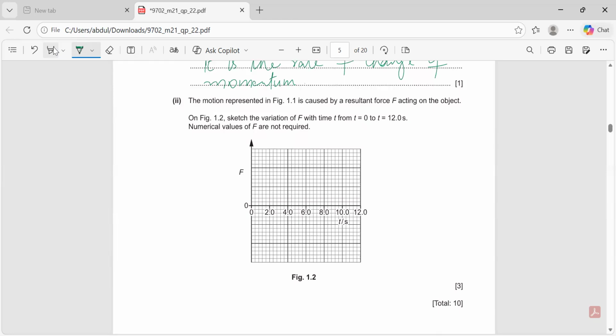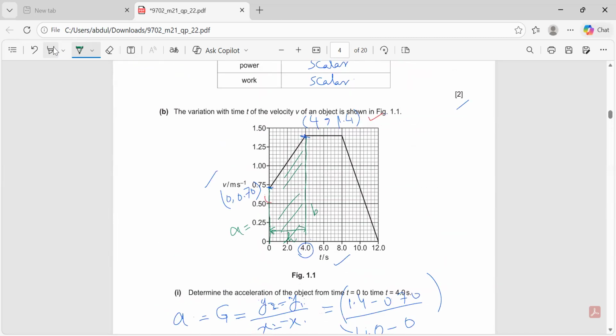The motion represented in figure 1.1 is caused by resultant force F acting on the object. Of course, there is an acceleration. First positive, then zero acceleration, then negative acceleration. Why am I saying this? Come here. See here, acceleration is positive in this portion, up to 4 seconds, 0 to 4 seconds, positive acceleration. From 4 to 8 seconds, zero acceleration. And from 8 to 12, acceleration is negative, but still constant.